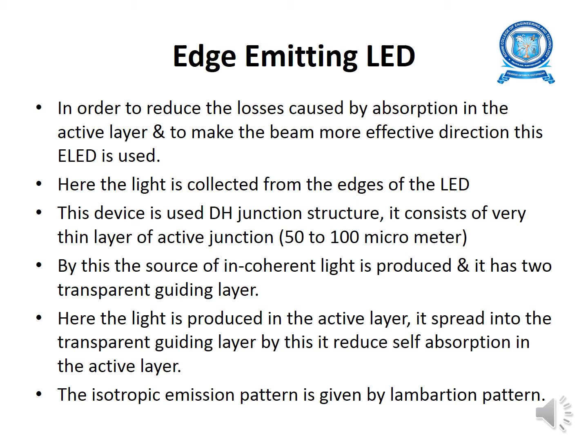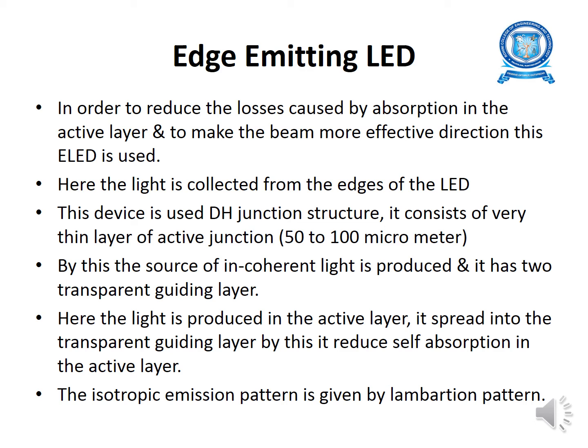By this, a source of incoherent light is produced, and it has two transparent guiding layers. The guiding layer has a refractive index lower than the active region but higher than the outer surrounding material. The surrounding guiding layers are like the core and cladding of the fiber. Here, the light is produced in the active layer and spreads into the transparent guiding layer, reducing self-absorption in the active layer. This structure forms the waveguide channel that directs the optical radiation towards the fiber core.